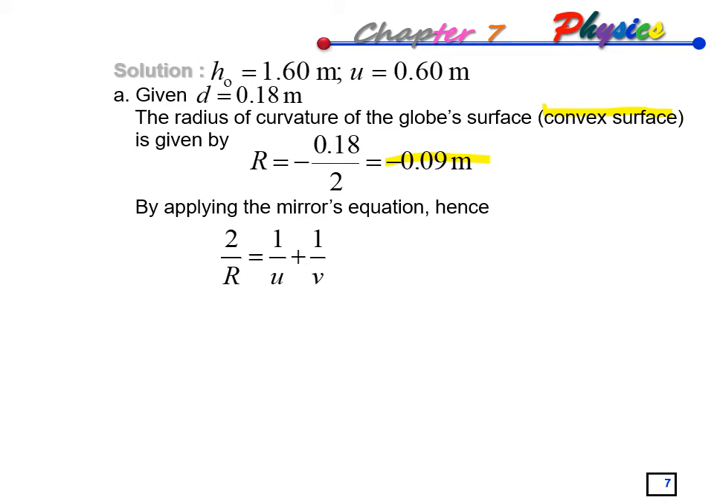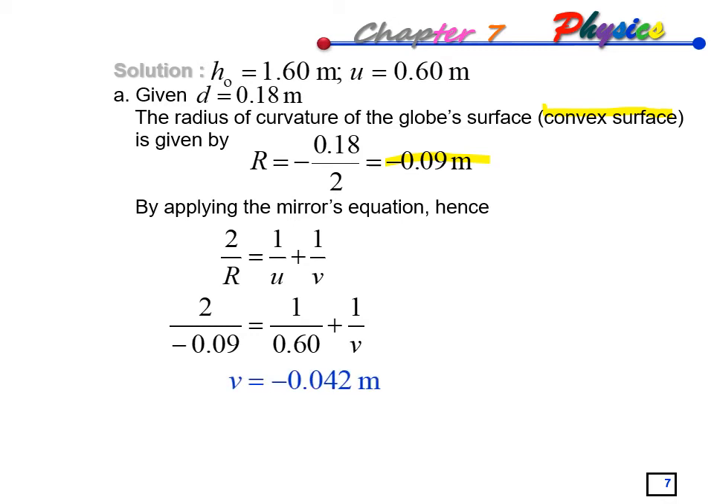The height of the object is given, and the object distance is given, so determine the image distance, which will end up with negative 0.042 meter. That means we get a virtual image, so the image will be located behind the surface.